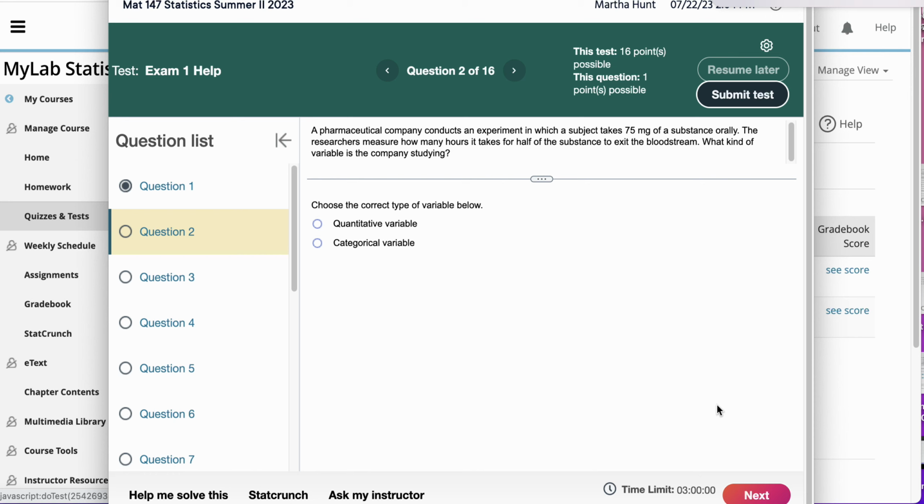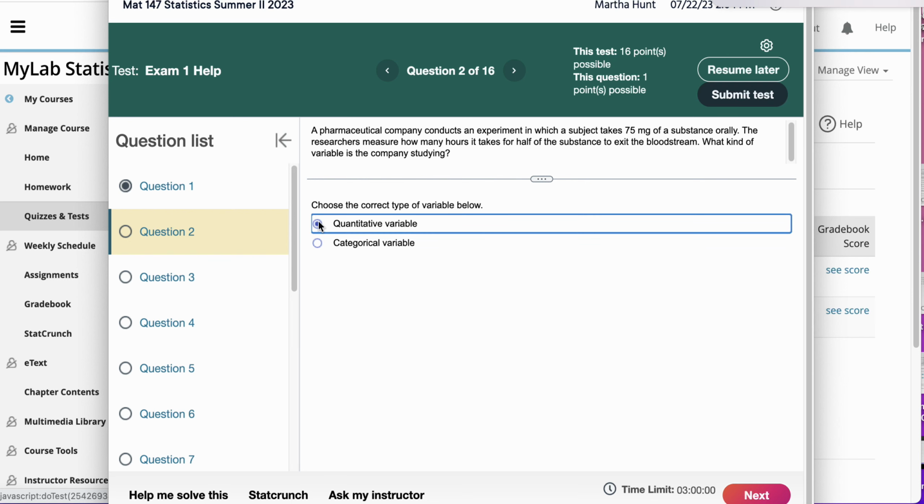Question 2 says, pharmaceutical company conducts an experiment in which a subject takes 75 milligrams of a substance orally. The researchers measure the number of hours it takes for half of the substance to exit the bloodstream. What kind of a variable? Well, it has units, so it must be a quantitative variable.